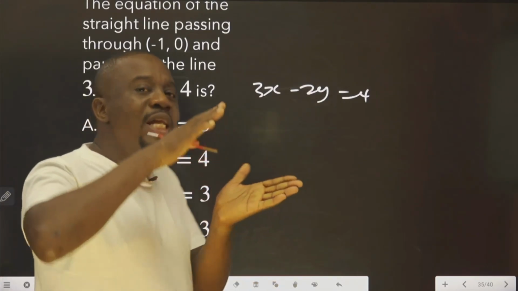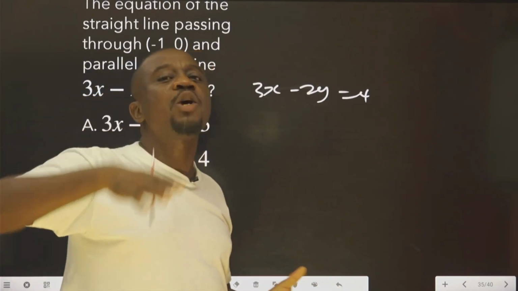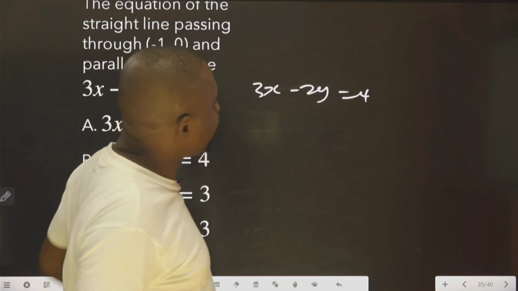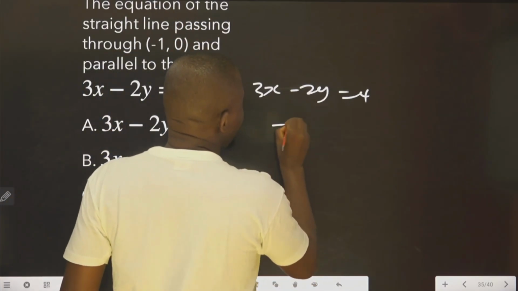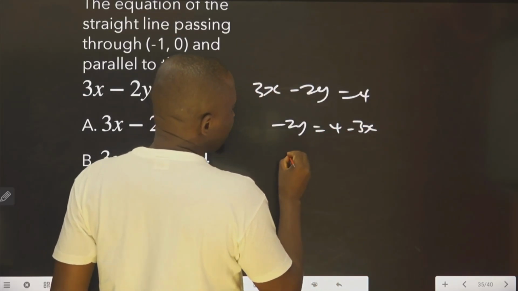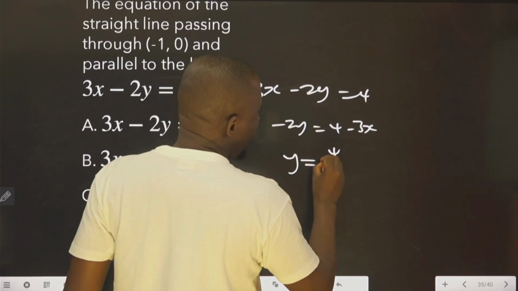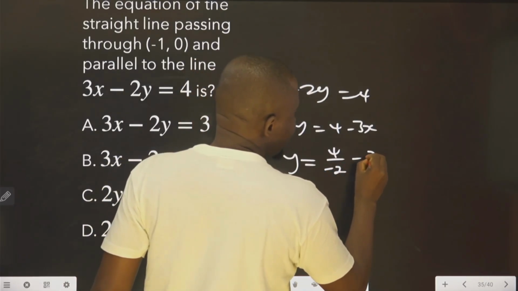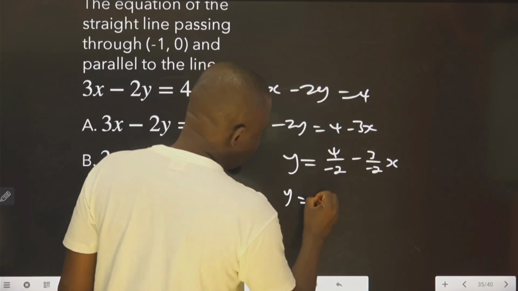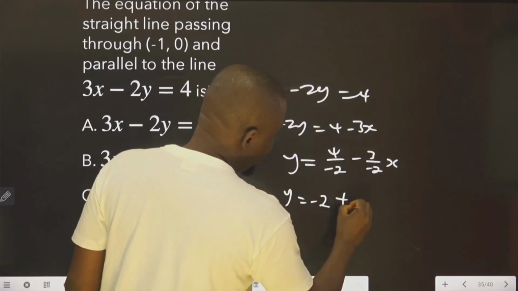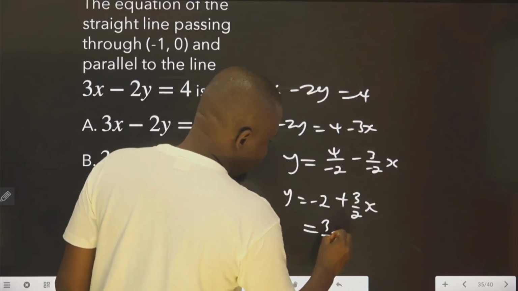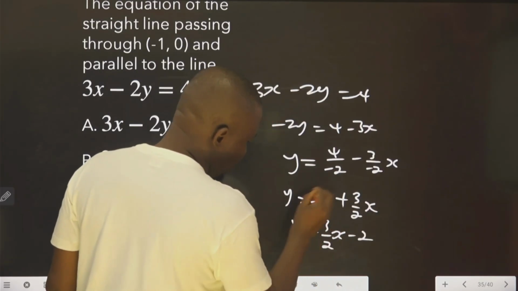Because if two lines are parallel, it means what? They have equal gradient. So we get the gradient. It's the same gradient we are going to use for what we are looking for, okay? So therefore, this is -2y equals 4 - 3x. You agree with me that y therefore here is 4 over -2, 3 over -2x. It means therefore y equals, this will give us -2, plus 3 over 2x, which is 3 over 2x - 2, okay?